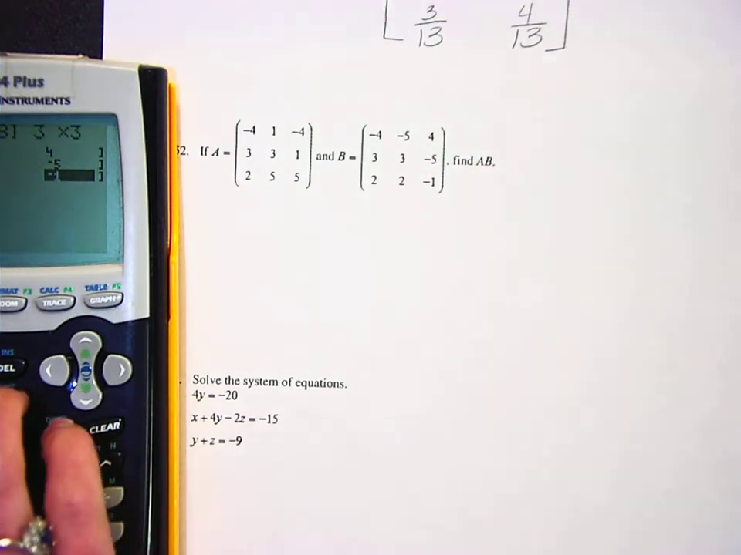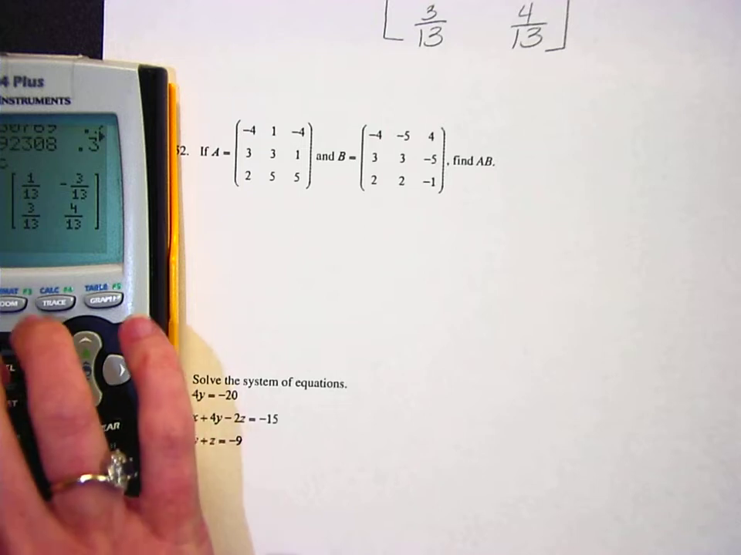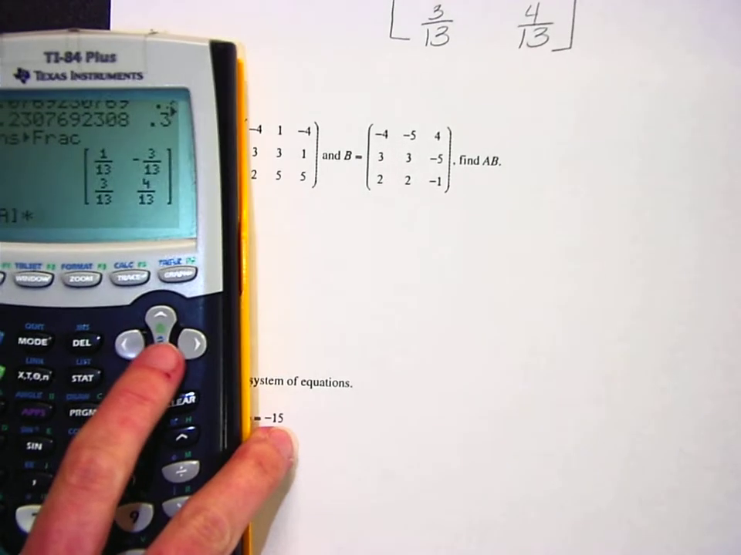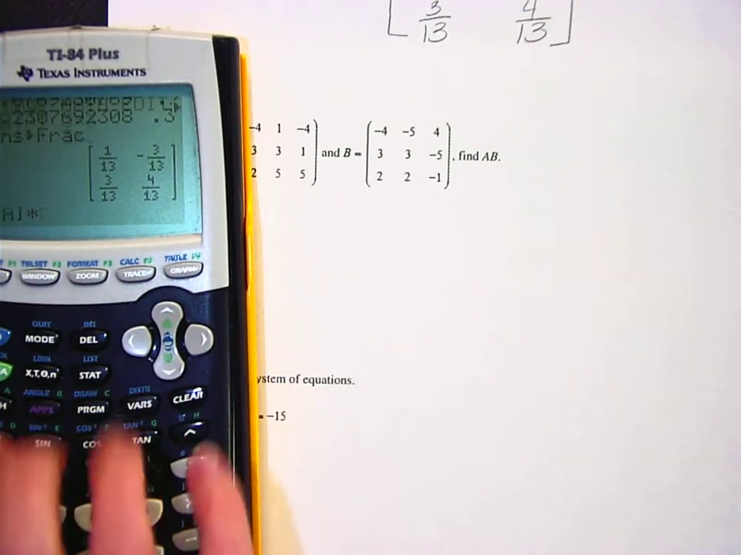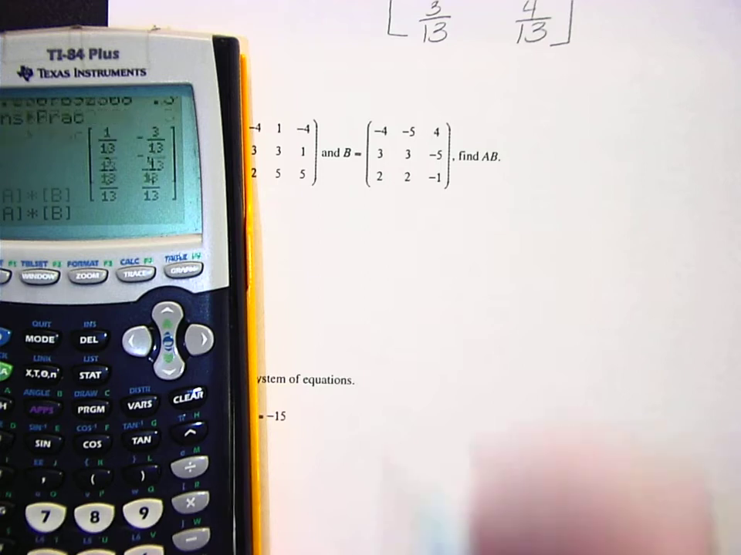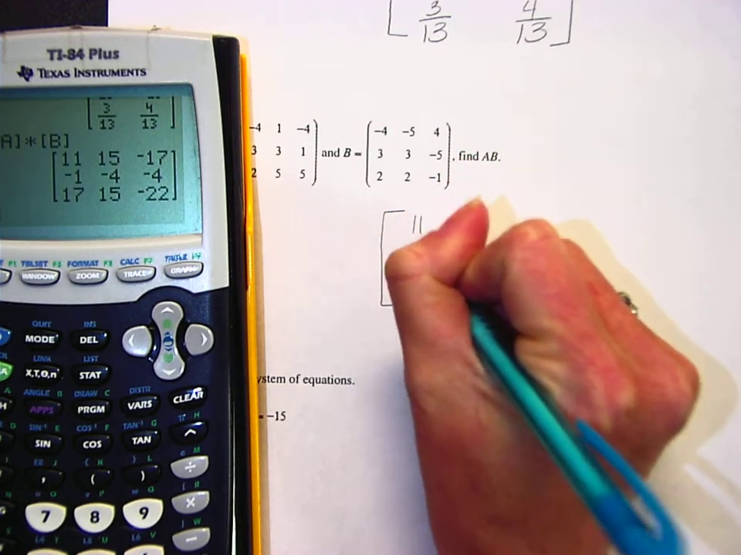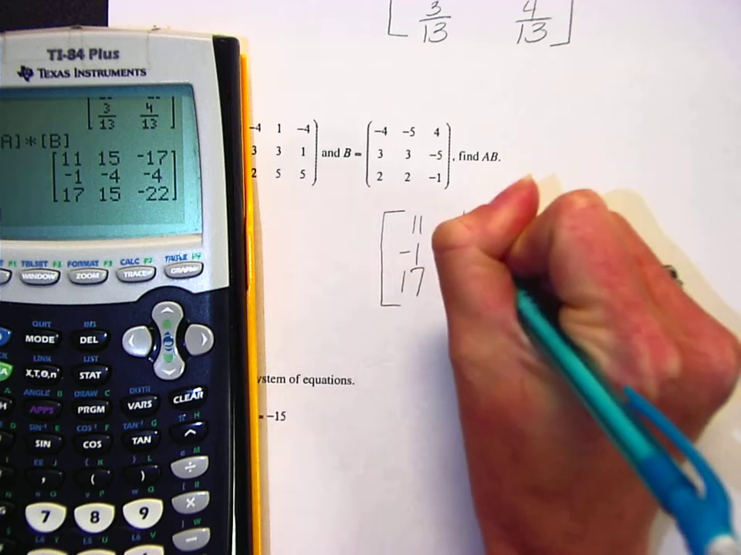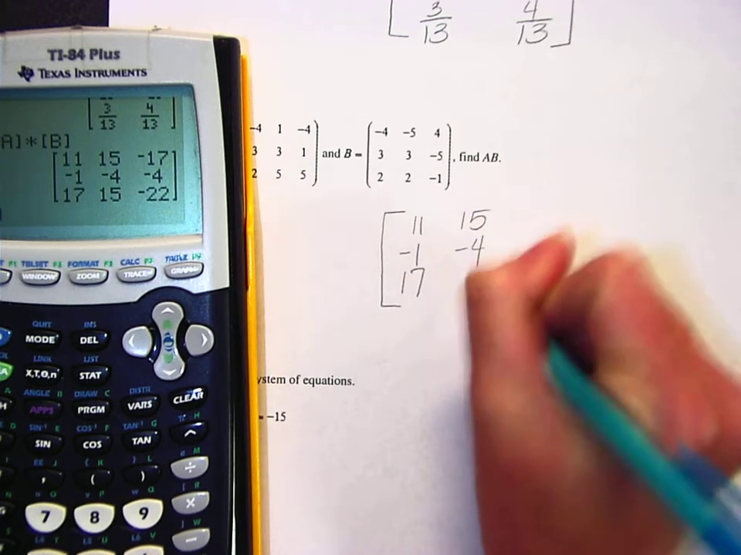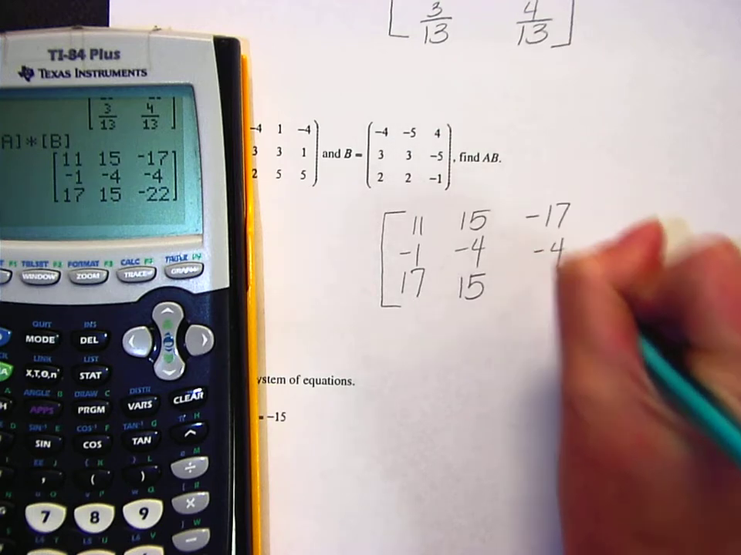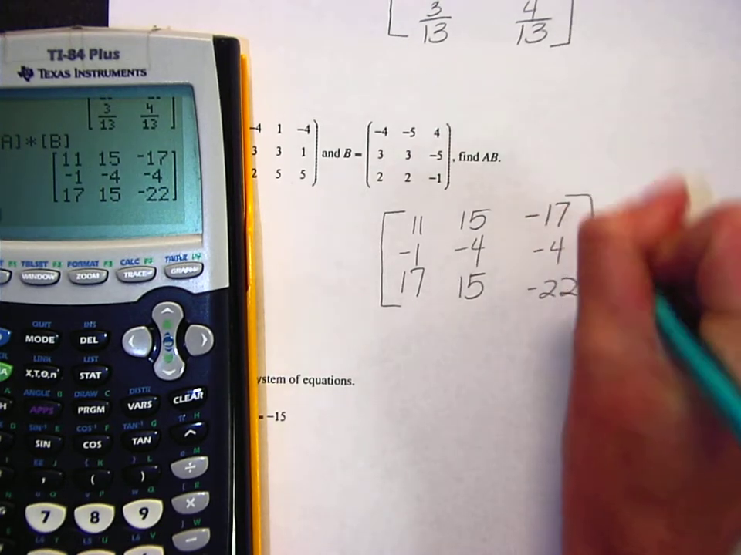Very good. And I'm going to go back out to my home screen, and I'm going to type in second matrix and A, and then times, and I'm going to put in second matrix B. That'll multiply A and B together for us. So that's going to give me 11, negative 1, and 17, 15, negative 4, and 15, and negative 17, negative 4, and negative 22.